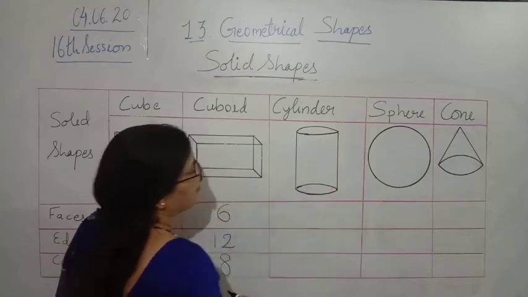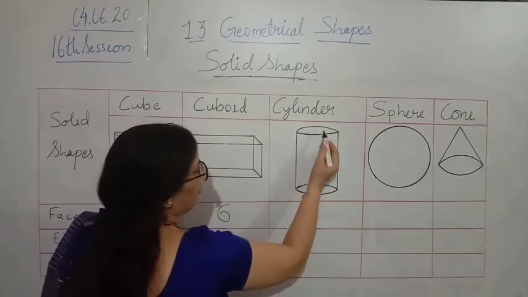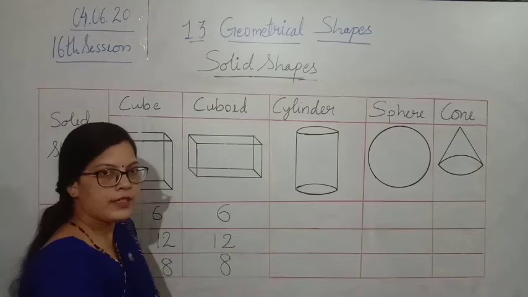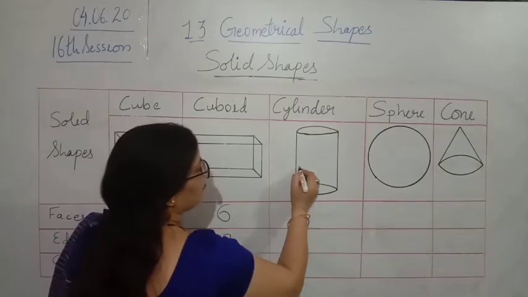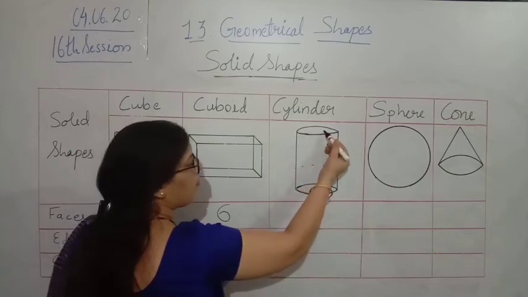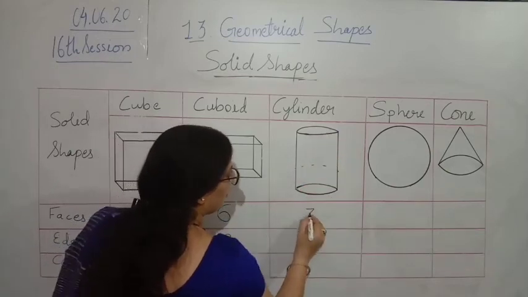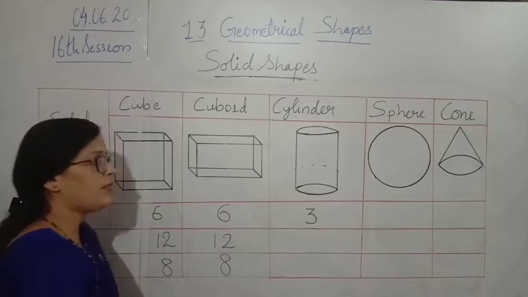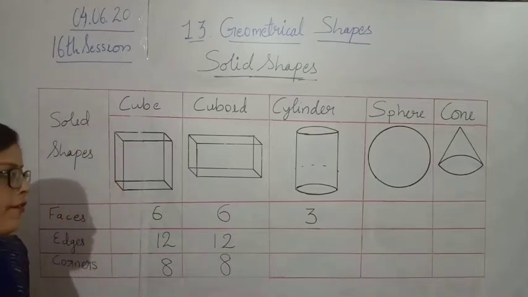Cylindrical shape, how many faces are there? One and two flat faces, and this is one curved face. Okay. So total how many faces are there? One, two and three. Okay. Cylindrical shape has 3 faces.